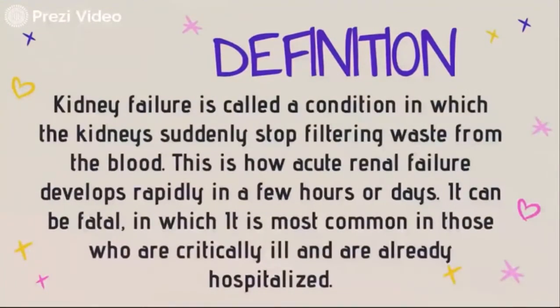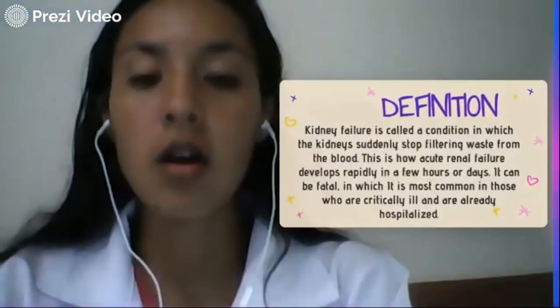Kidney failure is called a condition in which the kidneys suddenly stop filtering waste from the blood. This is how acute renal failure develops rapidly in a few hours or days. It can be fatal, and it is most common in those who are critically ill and already in the hospital.